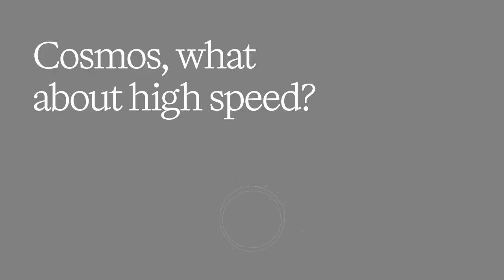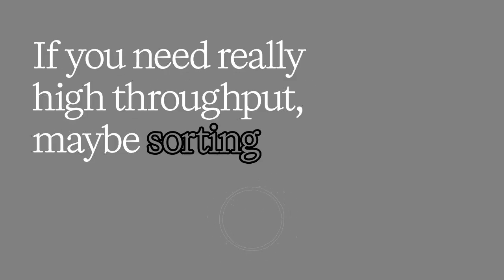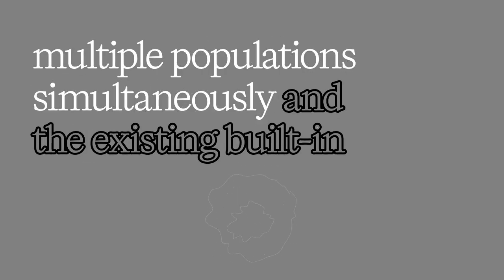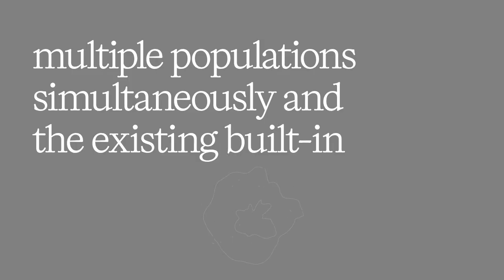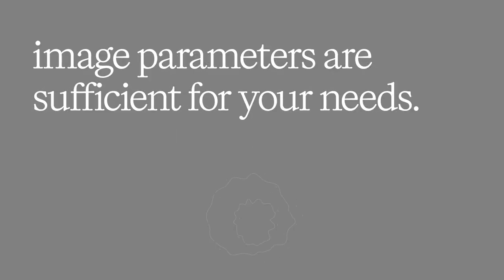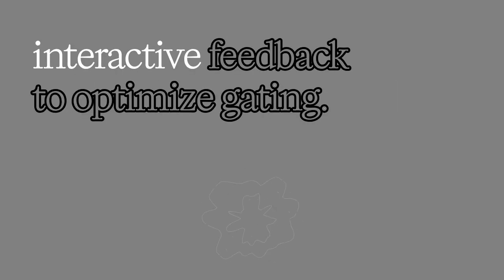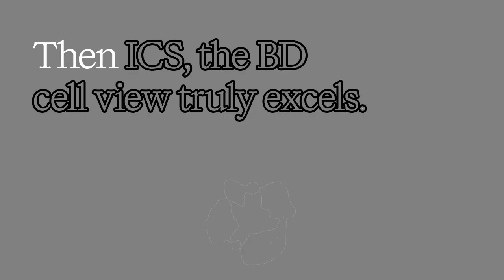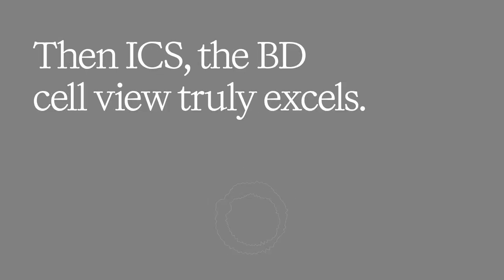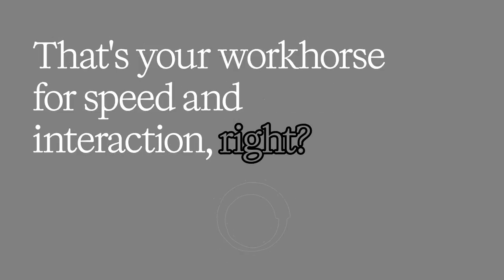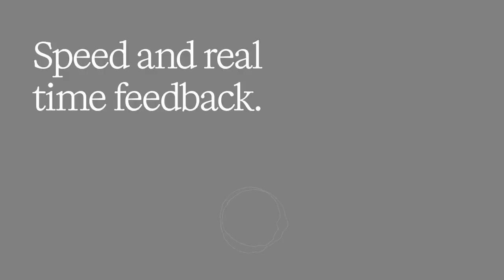What about high speed? If you need really high throughput, maybe sorting multiple populations simultaneously, and the existing built-in image parameters are sufficient for your needs, plus you value that real-time interactive feedback to optimize gating, then ICS, the BD CellView, truly excels. That's your workhorse for speed and interaction. Right, speed and real-time feedback equals ICS.